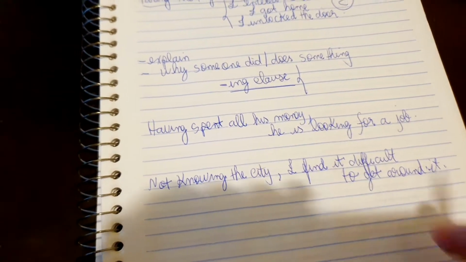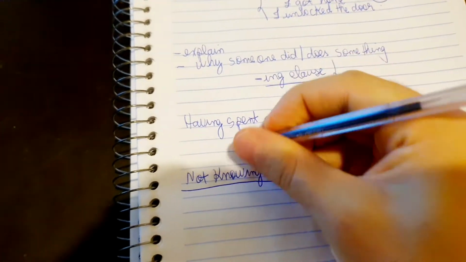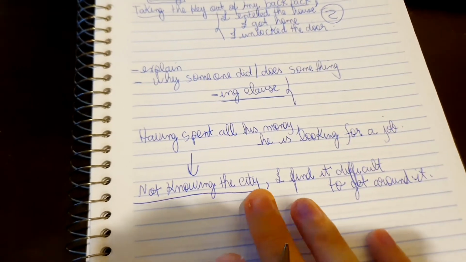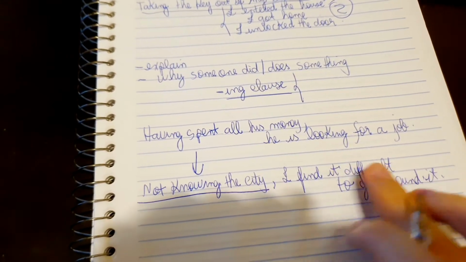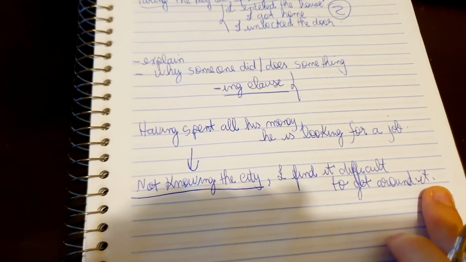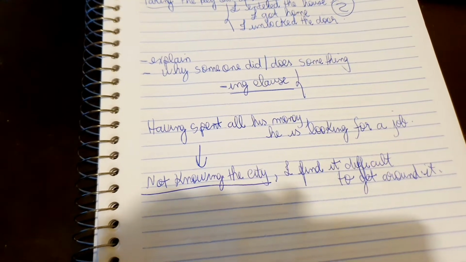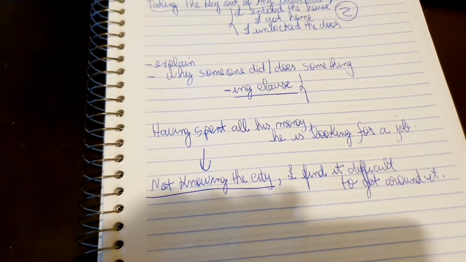It's not easy. So you can use an if clause at the beginning of the sentence to explain the reason why you find it difficult to get around. Okay? So it's perfectly understandable.